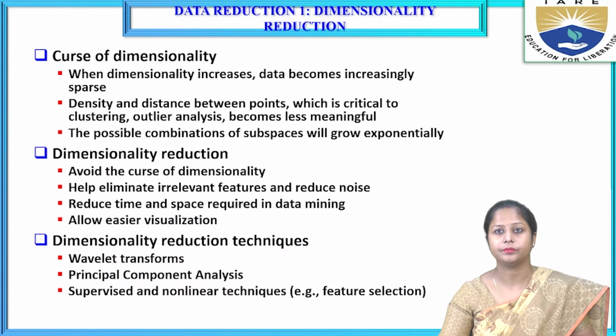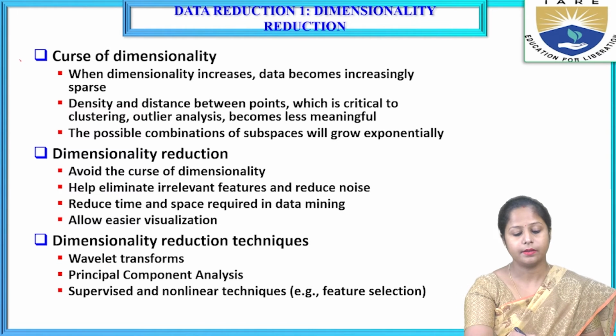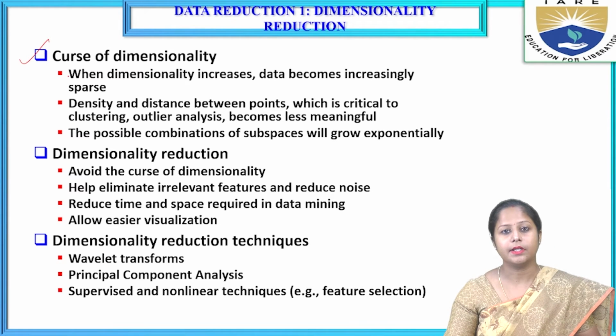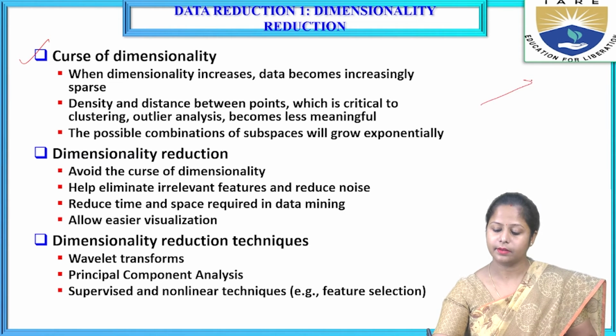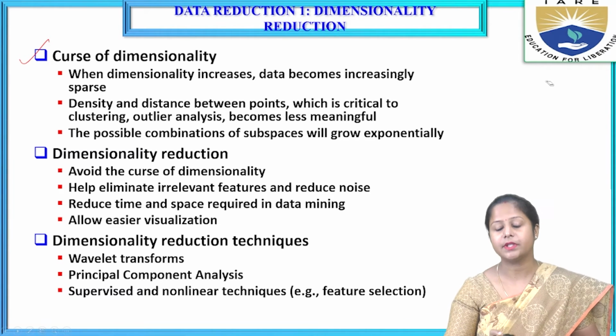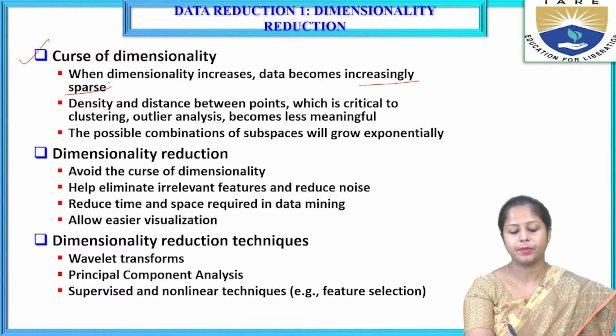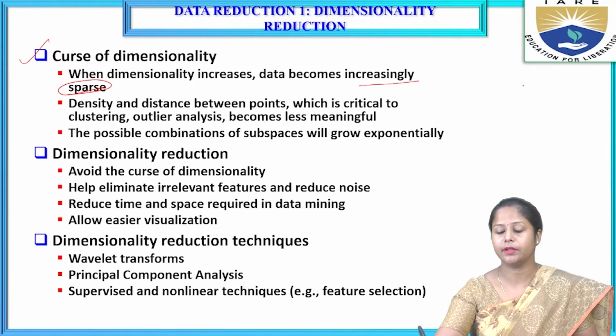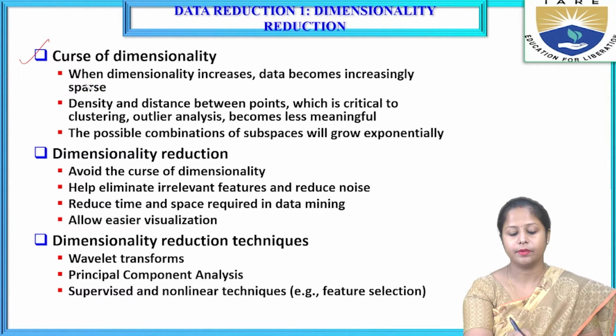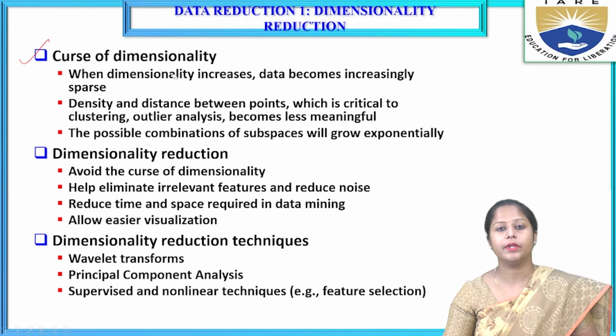Let's get started with data reduction, dimensionality reduction. What is the curse of dimensionality? When dimensionality increases, data becomes increasingly sparse. When the dimension of the data increases, obviously the data will become sparse. That is the curse of dimensionality. We can reduce data that is very heavy in dimension, so we need to reduce it to a smaller dimension.